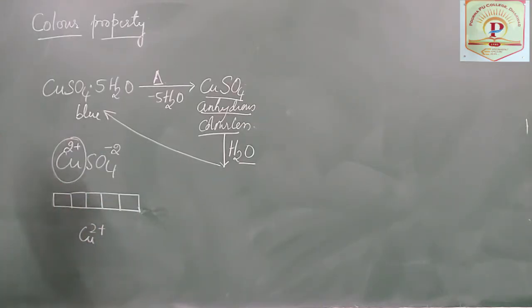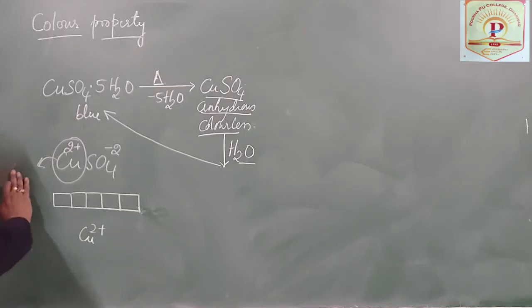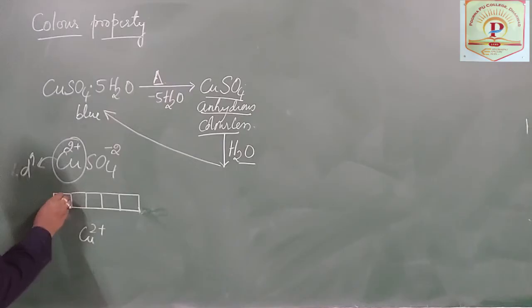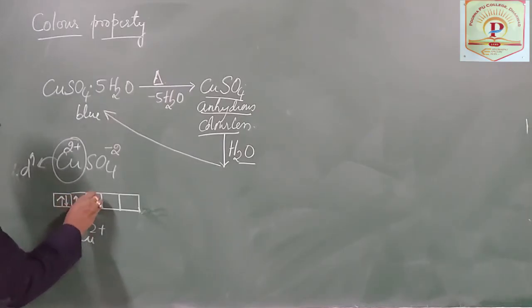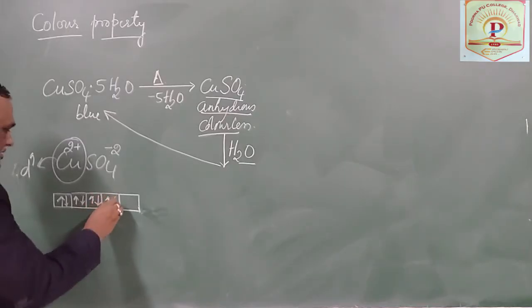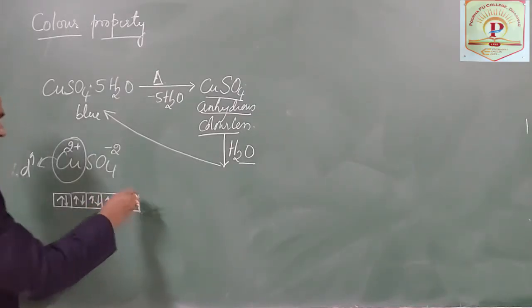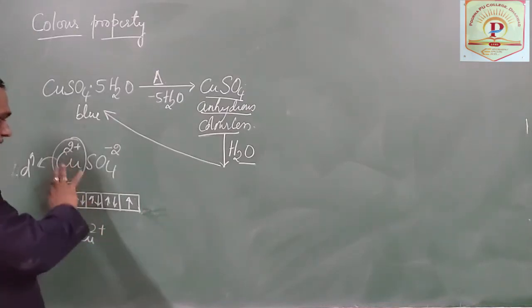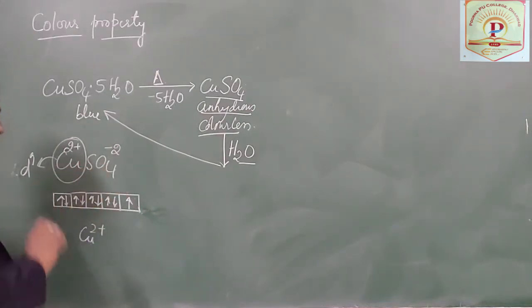These are degenerate. When the copper 2 plus ion contains 9 electrons in the d orbital, it has the 3d 9 configuration. So when 9 electrons are there, we can say this is the 1st electron, second, third, fourth, fifth, sixth, seventh, eighth, and this is the 9th electron. And this is in the free copper 2 plus ion.